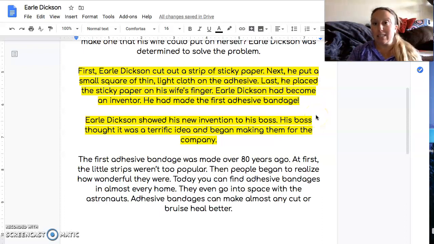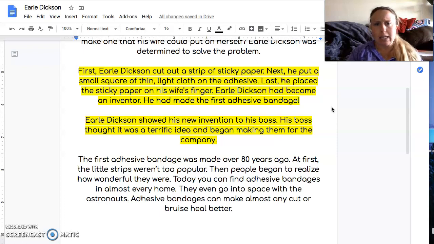The reason is because he took his invention to his boss that I'm highlighting. And his boss thought, great idea. And so my third part of the story, in order to bring it out into the world, was he had to show it to his boss, and then the company had to start producing.